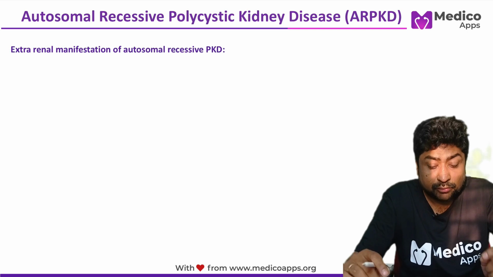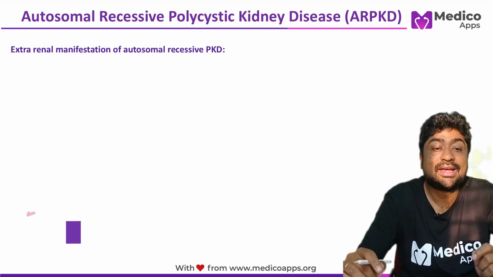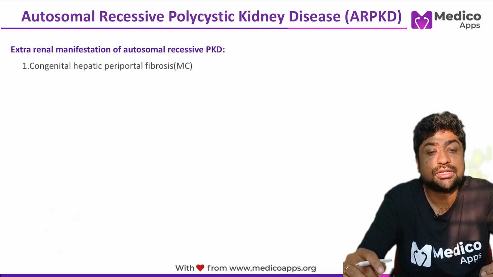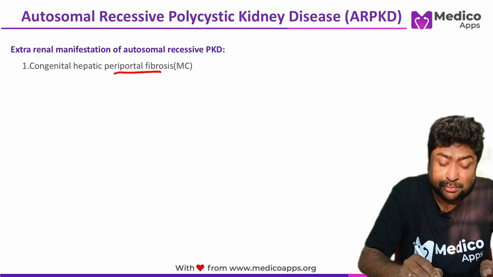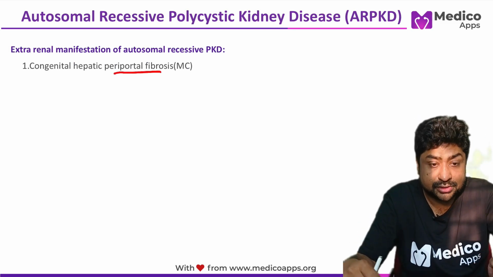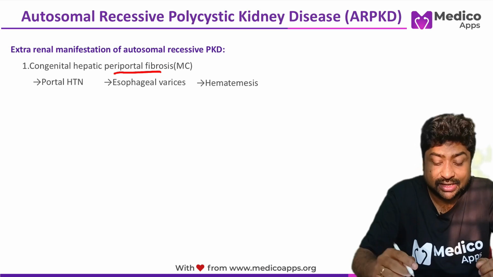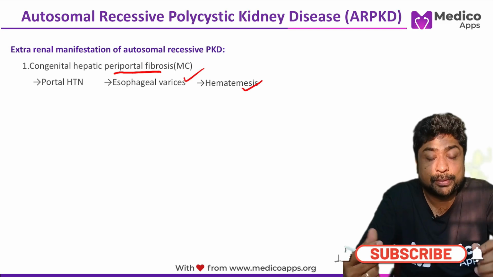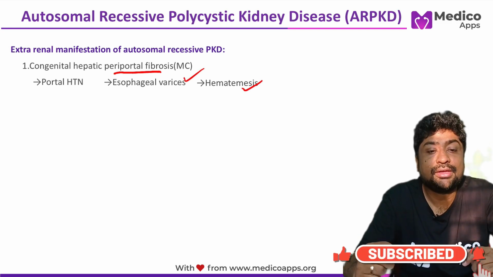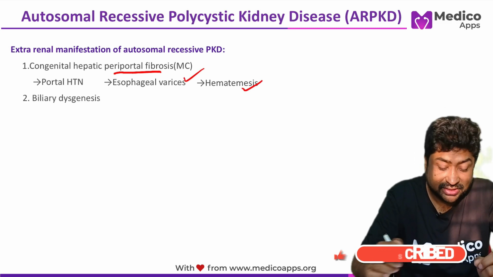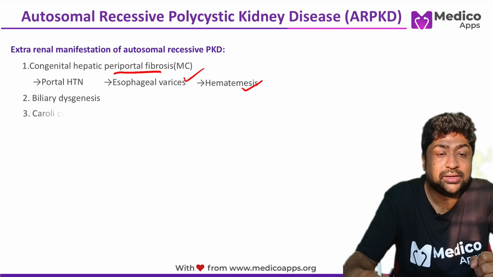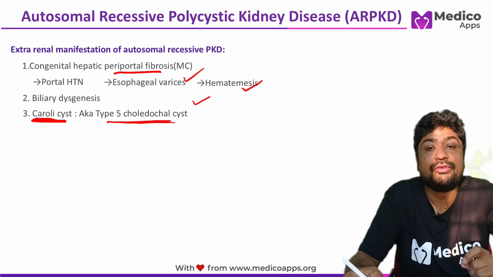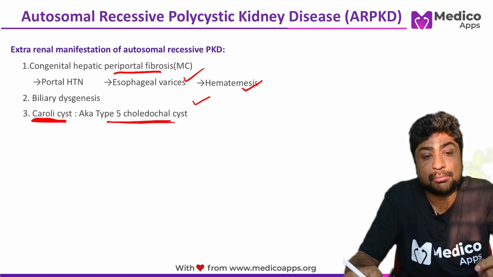Very importantly, frequently they will ask you about the extrarenal manifestations of autosomal recessive polycystic kidney disease. The first one is congenital hepatic periportal fibrosis, and this will lead to a lot of symptoms which we see in portal hypertension, like esophageal varices and hematemesis. So a very young child having portal hypertension will have esophageal varices and hematemesis. The second important extrarenal manifestation is biliary dysgenesis, and you will have Caroli's cyst, that is type 5 choledochal cyst.